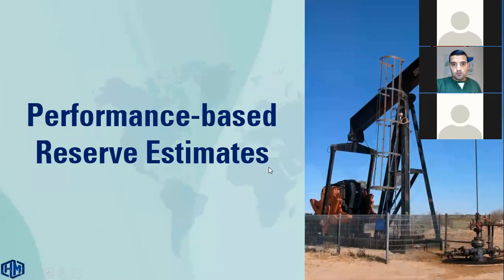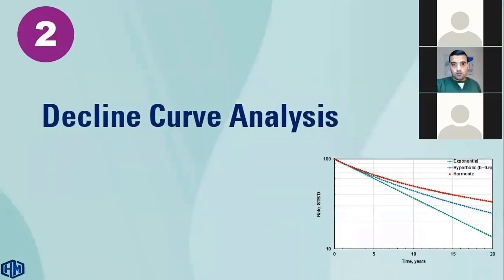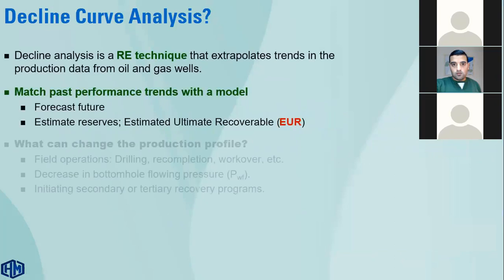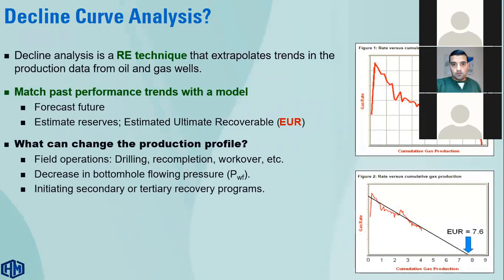The second group of reserve estimation techniques is the performance-based techniques. The first one is decline curve analysis, which has two parts, conventional and advanced techniques. Simply, decline curve analysis is an important reservoir engineering technique used for reserve estimation by matching the past performance, as you can see, to predict the future performance and calculate reserve and get the EUR, or estimated ultimate recovery.